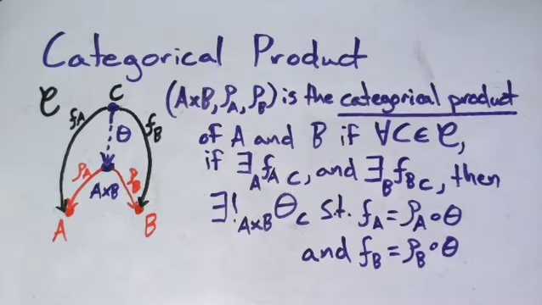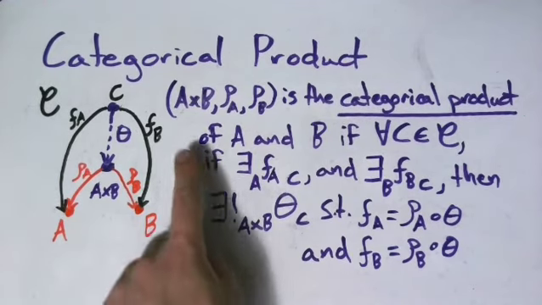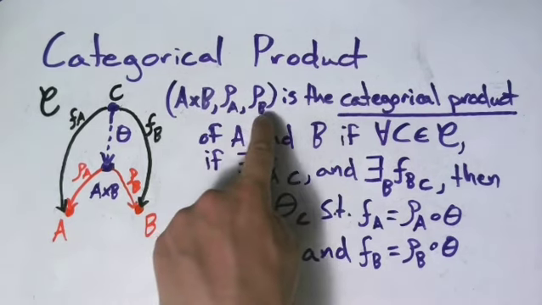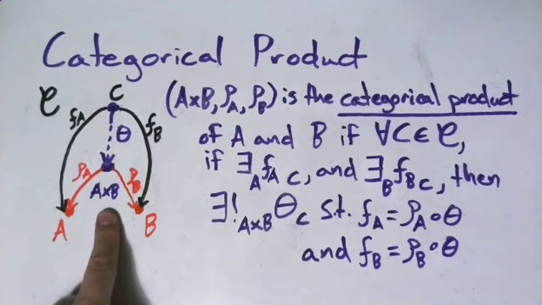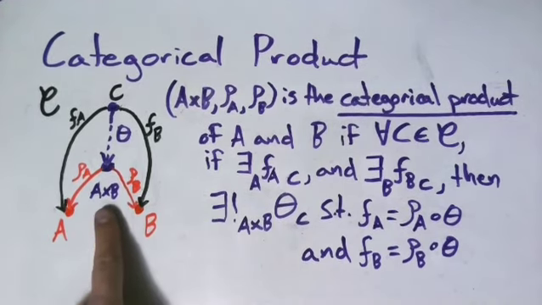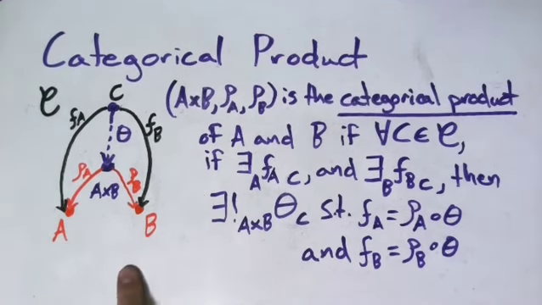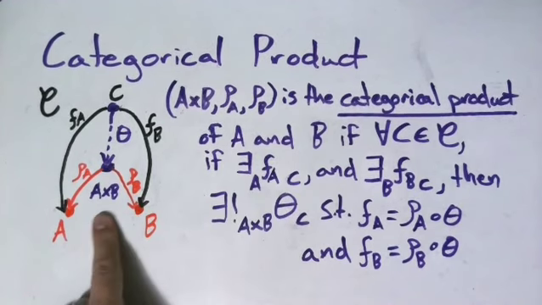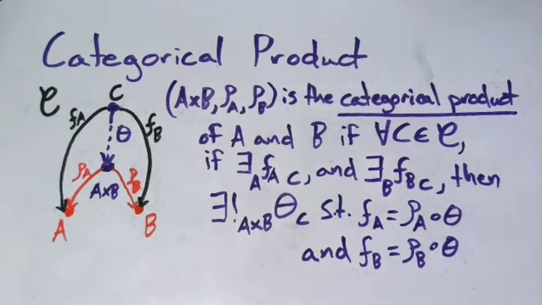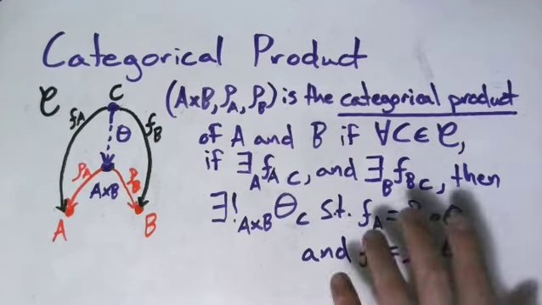First, let's recall the definition of the categorical product. So if A and B are two objects in a category C, then we can call the triple A cross B, rho A, rho B, where A cross B is an object in the category C, rho A is a morphism going from that A cross B into A, and rho B goes from A cross B into B, where we call rho A and rho B the projection into A and the projection into B, respectively.